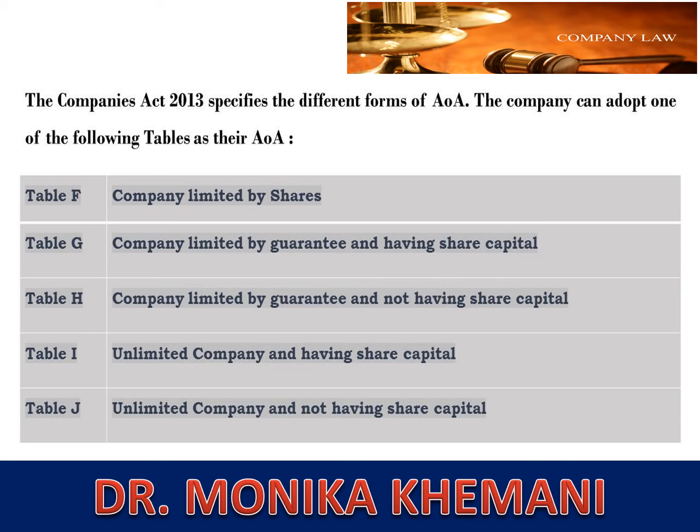Now, the Companies Act 2013 specifies the different forms of AOA, that is the Articles of Association. The company can adopt the various tables as their AOA. Table F is about the Articles of Association of companies limited by shares. Table G gives the Articles of Association of companies limited by guarantee and having share capital. Table H gives us the Articles of Association of companies limited by guarantee and not having share capital. Table I gives the Articles of Association of unlimited companies and having share capital. Table J gives us the Articles of Association of unlimited companies and not having share capital. So, the company can adopt one of the following tables as their AOA.